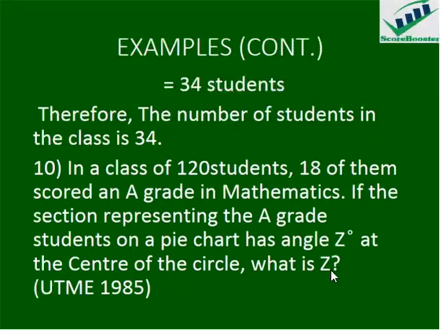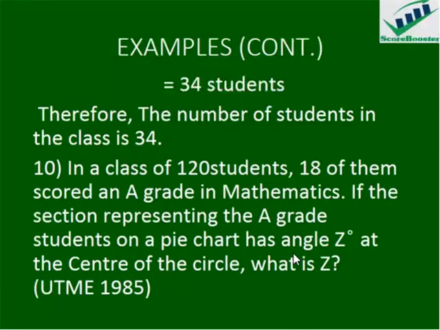So this is just telling us that we should obtain the sectoral angle of A grade. That is what the question is trying to say. They are trying to tell us that the sectoral angle of A grade is represented as Z here. Then we'll find the value of Z. So if we want to find the value of Z, we find the sectoral angle of students that have A grade. We are already given the number of students that have A grade to be 18, the total number of students to be 120. So we now have all parameters to obtain the sectoral angle of A grade.